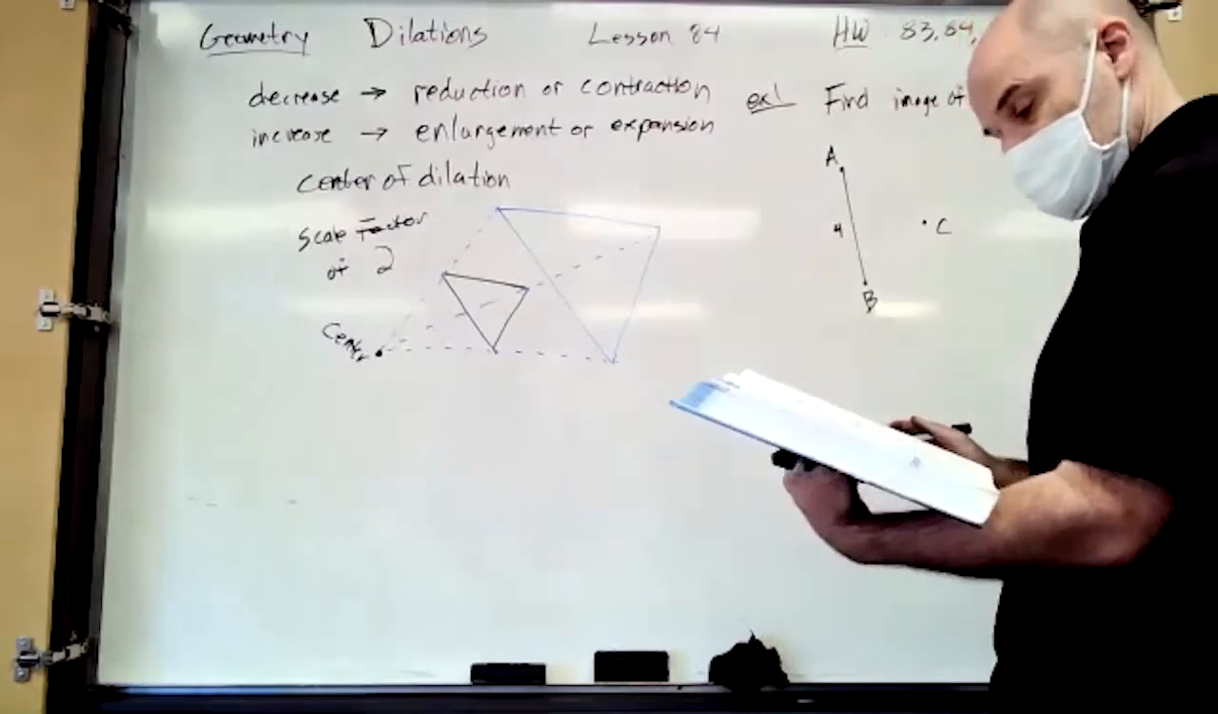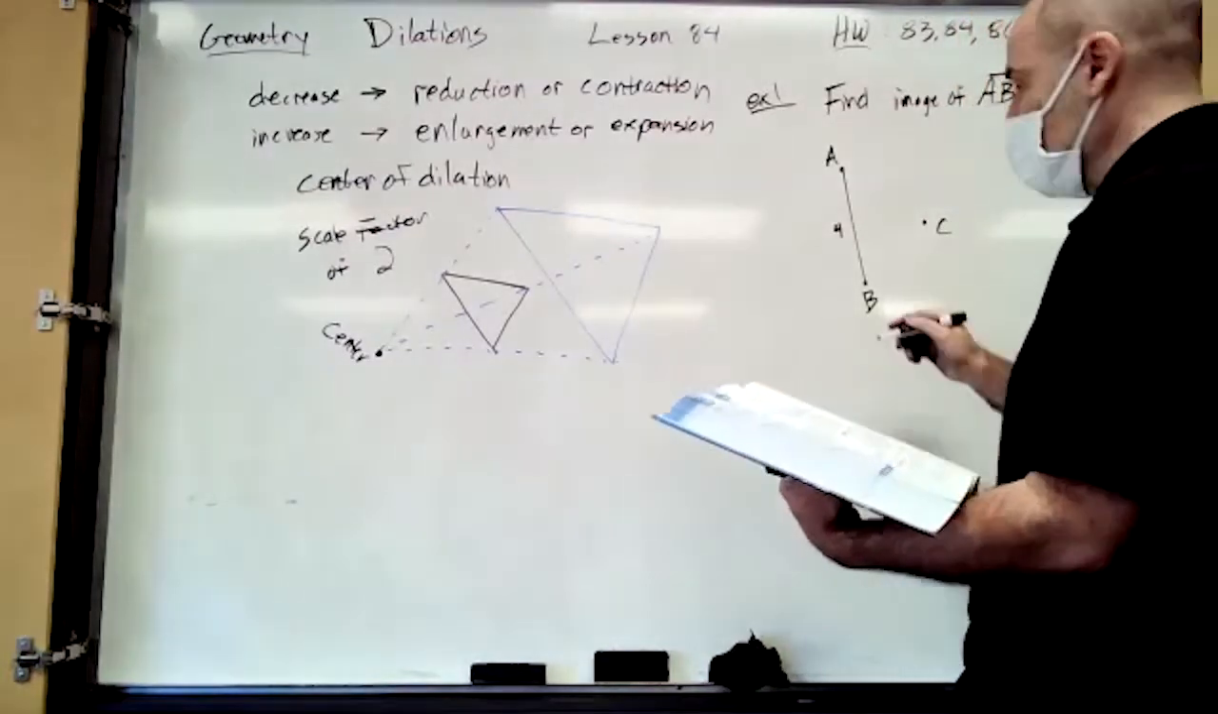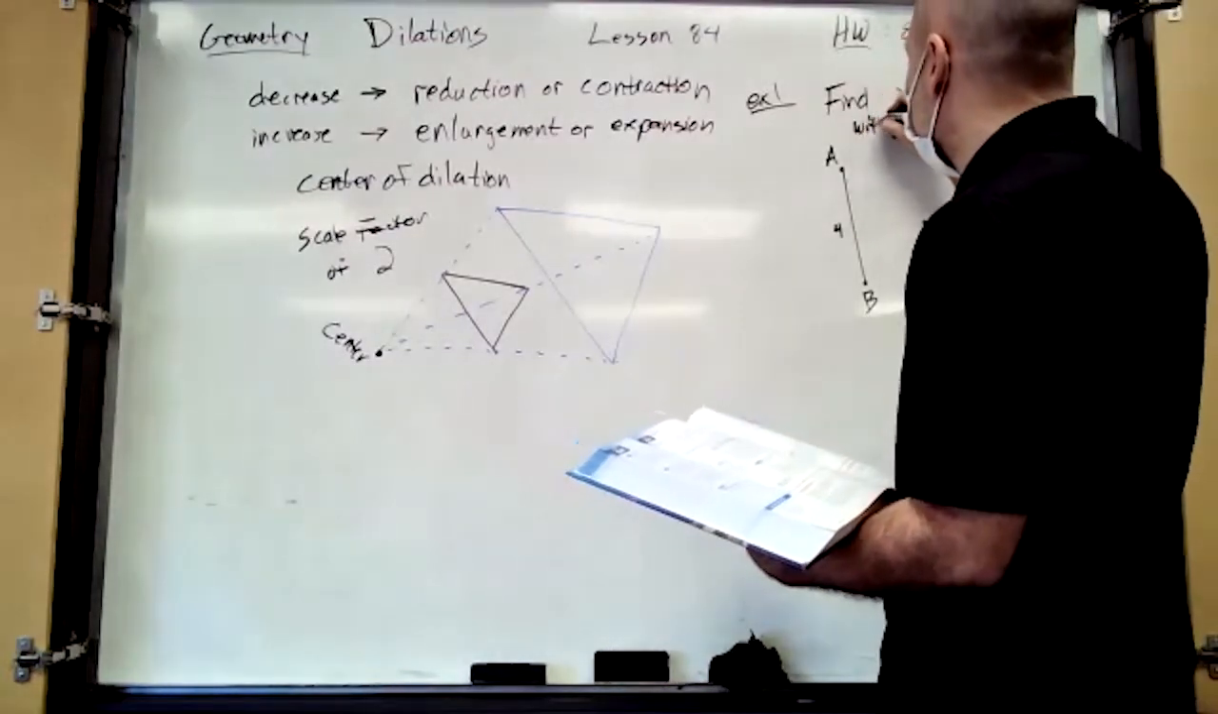Find the image of AB with a scale factor of 2.